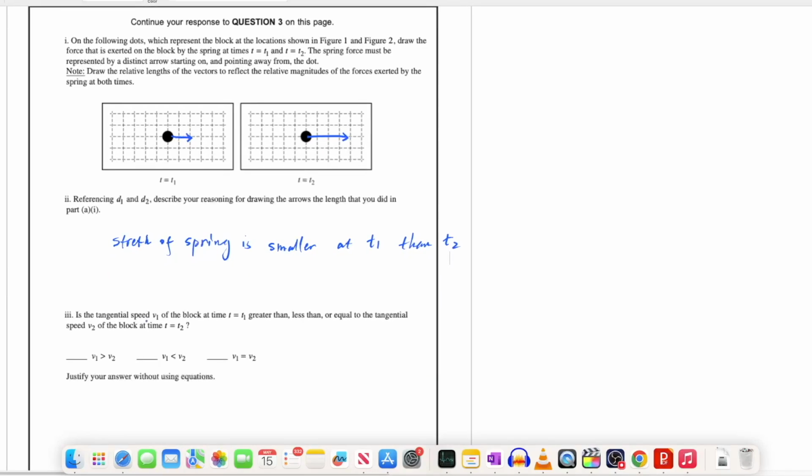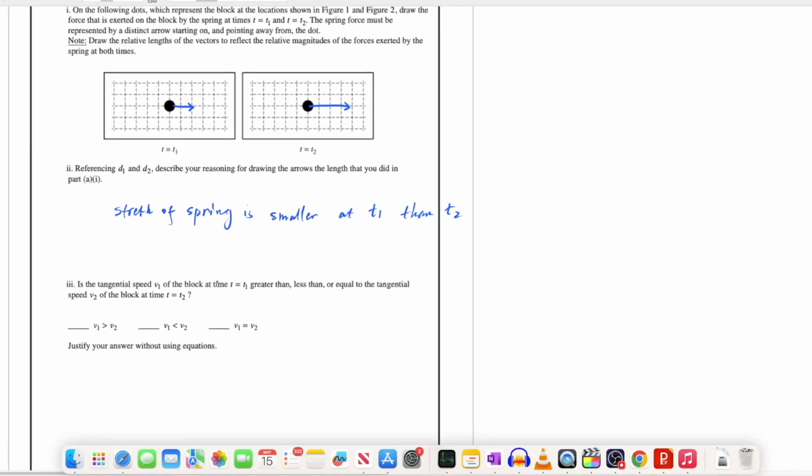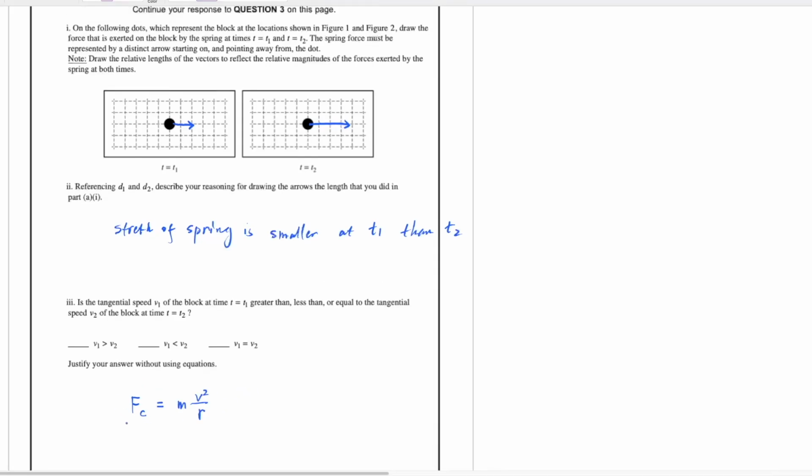Number 3. Is the tangential speed v1 of the block at time t equals t1 greater than, less than, or equal to the tangential speed v2 of the block at time t2? Tangential speed is related to centripetal force, right? The centripetal force is greater for t2 than t1. So let's write this centripetal force: Fc is m v squared over r. For Fc, that's just the spring force.